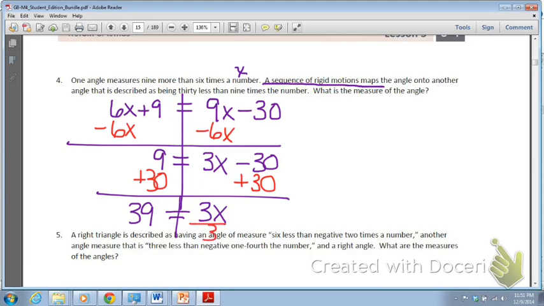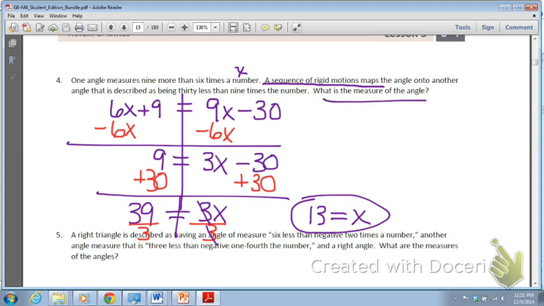Divide by 3. And I'm going to write it over here, that 39 divided by 3 is 13. 3x divided by 3 is just x. So 13 equals x. So what is the measure of the angle? I can put it back into one of these expressions. 6 times 13 plus 9 would be 60 plus 18, 78 plus 9, which would be 87 degrees.